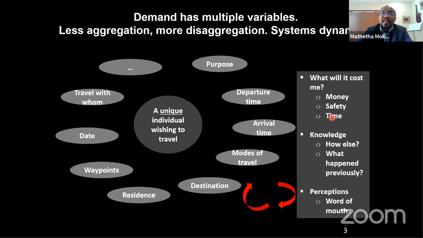And they're affected by such things as perceptions, what the individuals learn, what will it cost me in terms of safety, time, what do I know about this, perceptions about the word of mouth. So what this means is that the simplistic way of representing reality is being challenged more and more. And we need to move more to understanding the system better. And we have previously, and we're working on concepts, the system dynamics modeling, for example.